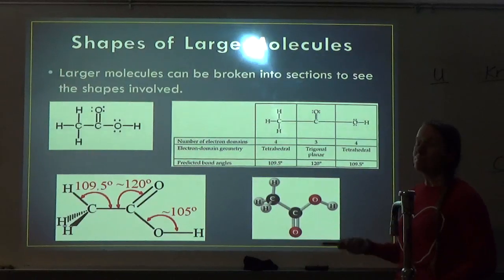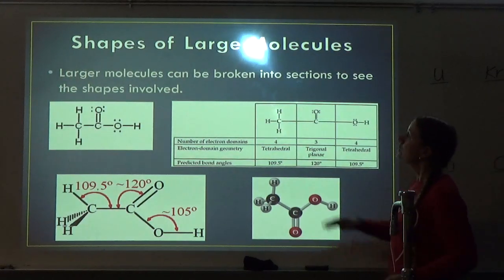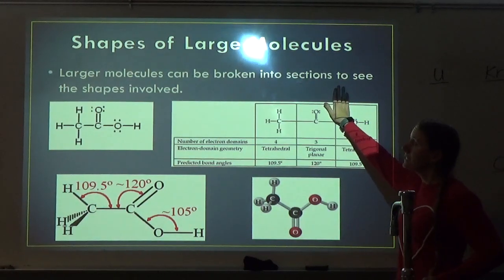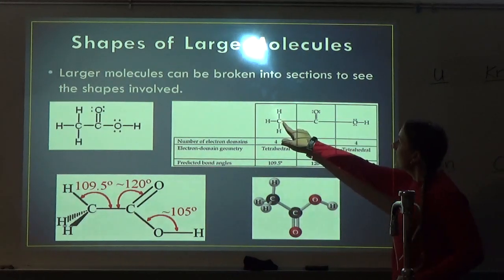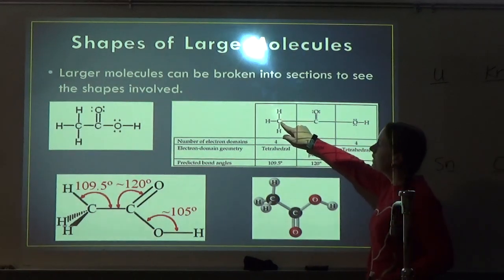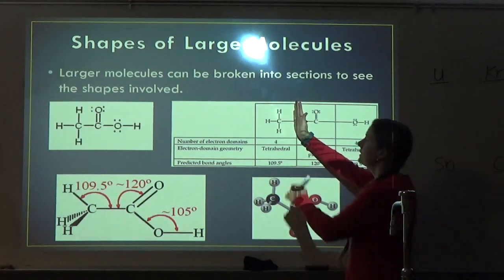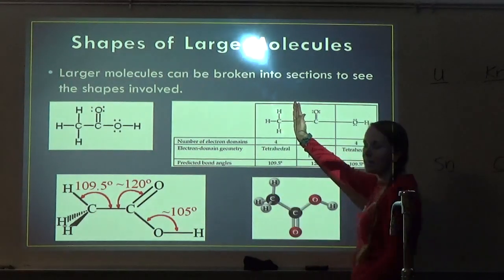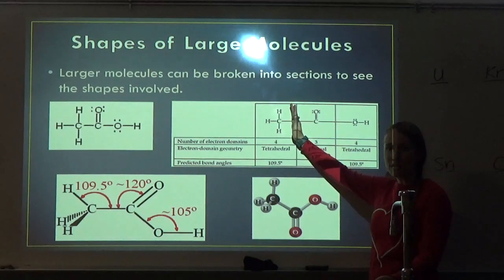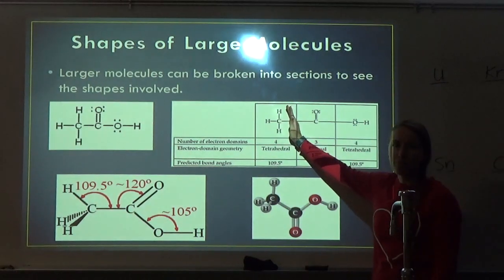Alright, so sometimes though we like to ask about large molecules that don't just have one central atom. So when that happens, you can just break it up into sections. Like for example, if I have this large molecule and I just want to know the bond angles around the C, you can just cut off the rest of it and say, hey, there's 4 domains around that C. That's going to be tetrahedral. And I know tetrahedral has a 109.5 bond angle.